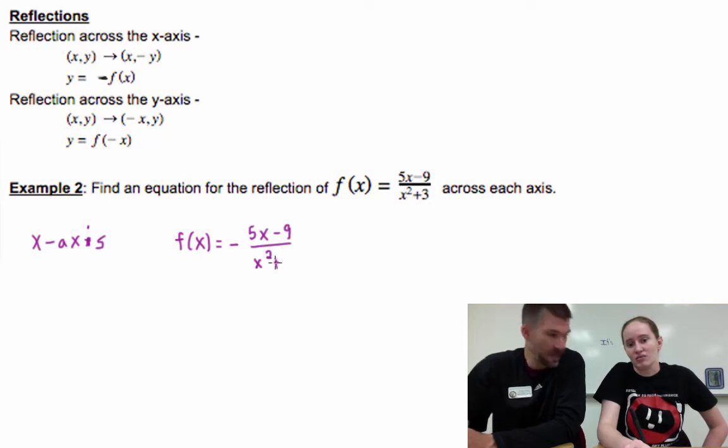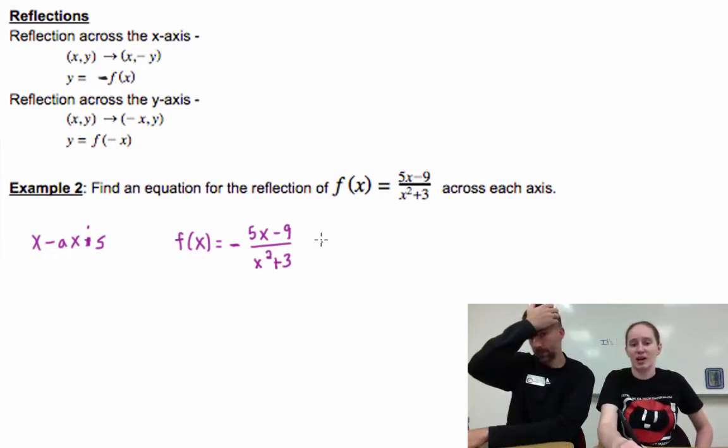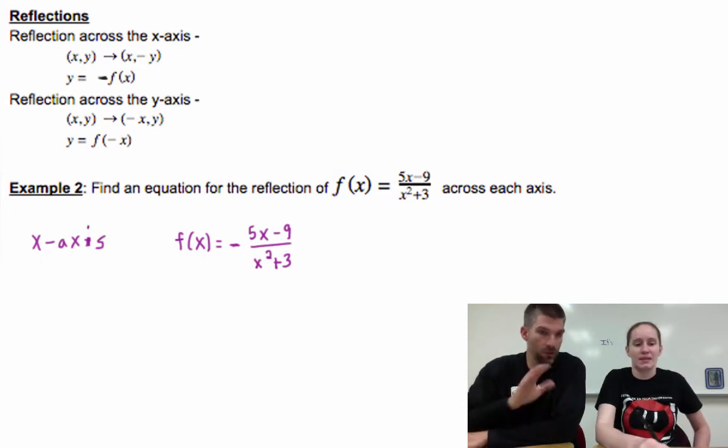Is it really just that easy? It is just that easy, because this whole thing was f of x. It wasn't some parent function hidden inside that we were trying to deal with. They told us what f of x was, which means we need to put the negative outside of our function. Outside of our function is out in front. It's not on the top or the bottom, it's just out in front. So there's no trickery here.